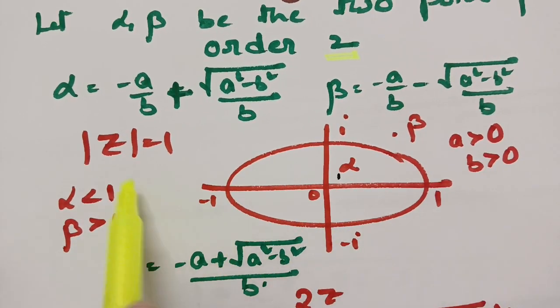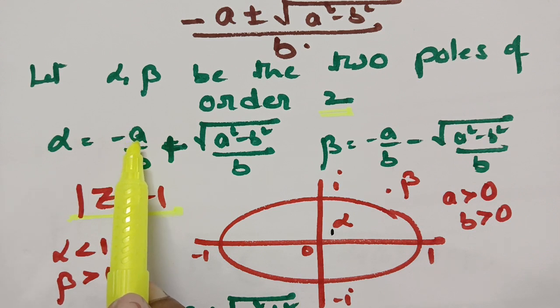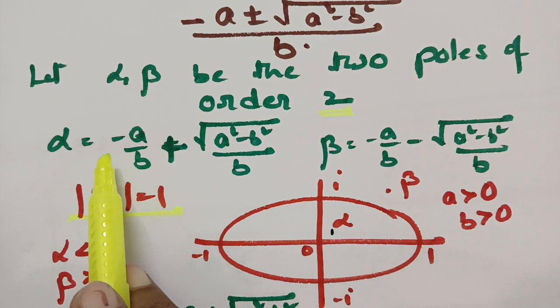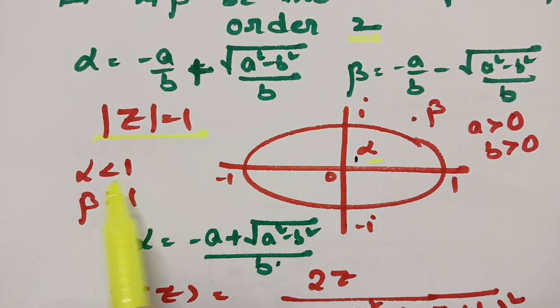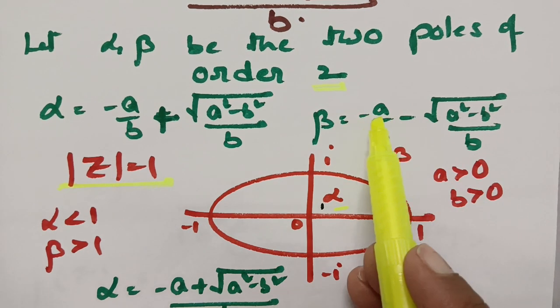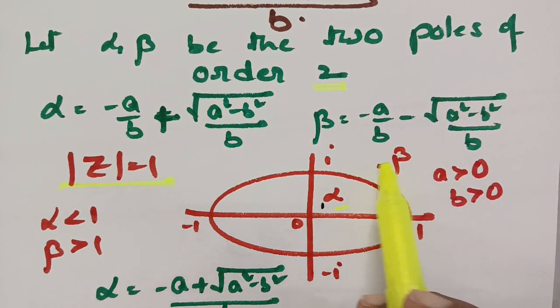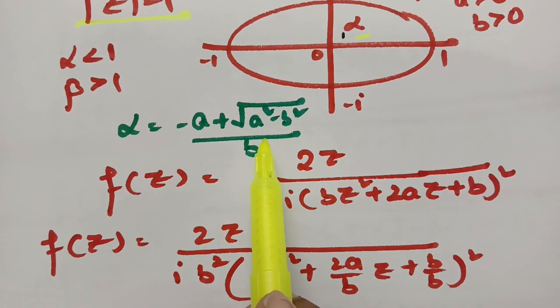If you observe, mod z is equal to 1, so this is a circle with center 0 and radius 1. If I take a is equal to 1 and b is equal to 1, this is minus 1 plus something. Here there is a subtraction, and the alpha value will be within the circle mod z is equal to 1, as the alpha value is less than 1. And the beta value, if you take 1, 1, this will be minus 2, and it will be outside the circle. Therefore alpha is the only interior pole.